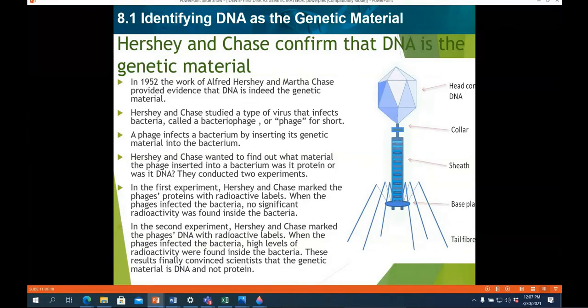They conducted 2 experiments. In the first experiment, Hershey and Chase marked the phage proteins with radioactive labels. When the phage infected the bacteria, no significant radioactivity was found inside the bacteria. In the second experiment, Hershey and Chase marked the phage's DNA with radioactive labels. When the phage infected the bacteria, high levels of radioactivity were found inside the bacteria. These results finally convinced scientists that the genetic material is DNA and not protein.